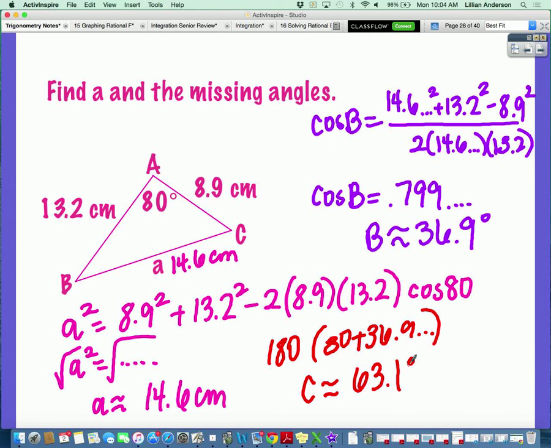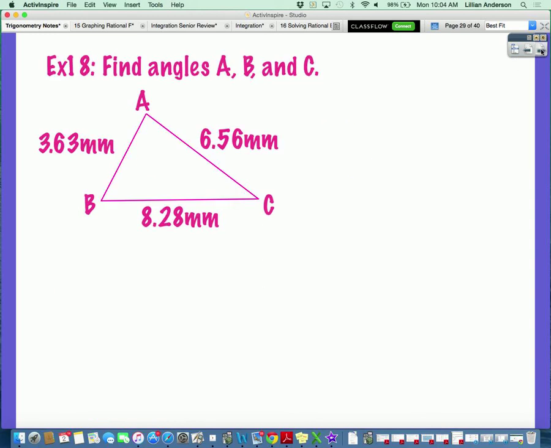Questions? Anybody not get these numbers? Having issues typing into your calculator? Alright. I'll give you guys a moment to figure out those angles A, B, and C.